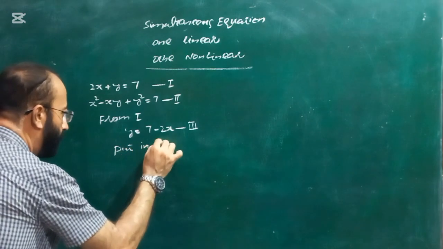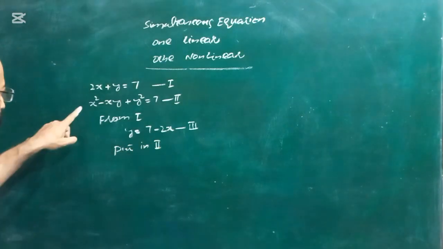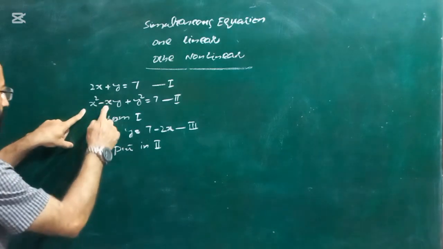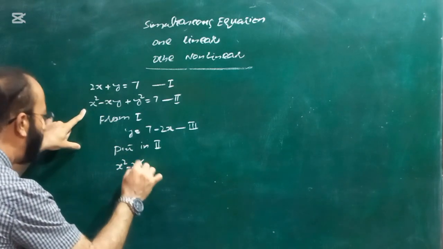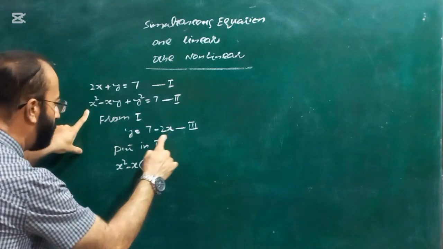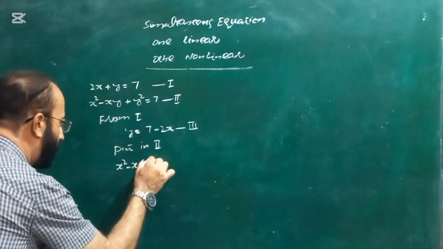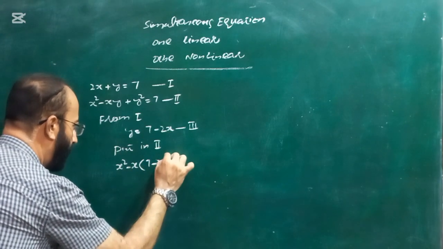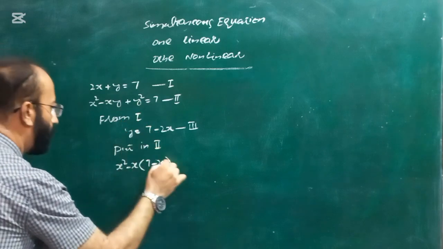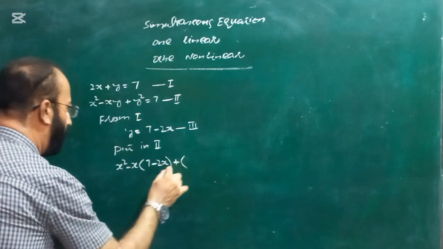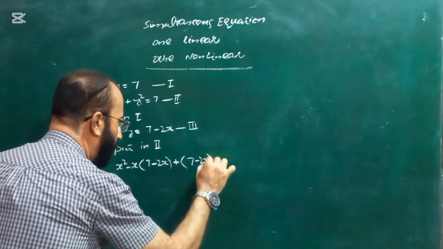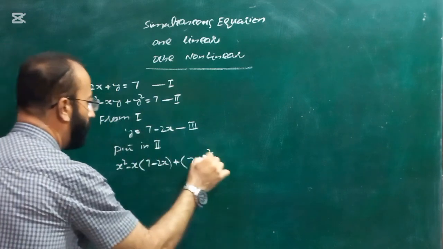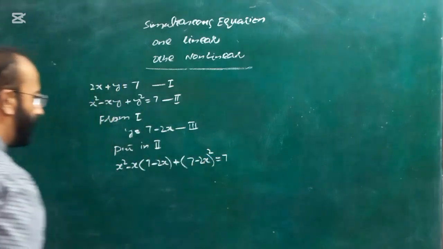So put in 2. So here x square minus x will remain as it is. And in place of y, you will put this value of y. So 7 minus 2x, plus y square. So plus y square is 7 minus 2x whole square is equal to 7, which will remain as it is.